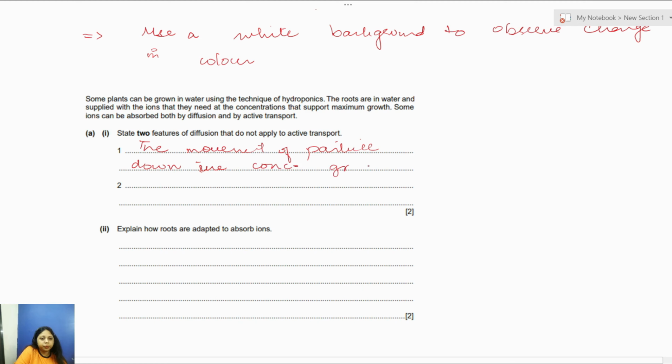What is point number two? That we don't need to mention. We don't have to tell about active transport. We have to tell only about diffusion. What is present in diffusion but not in active transport? What else is present in diffusion? Now the second point. What should be point number two? Exactly. Good. Does not require energy.